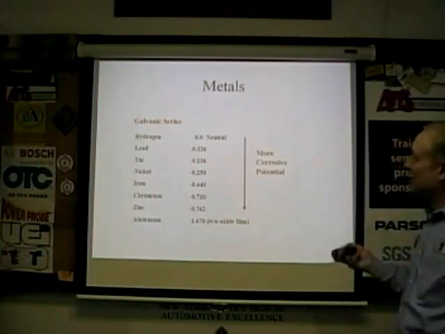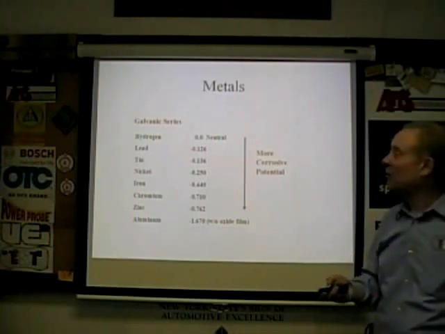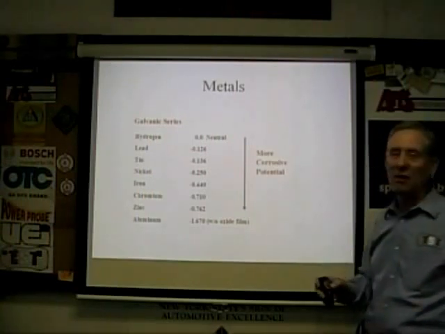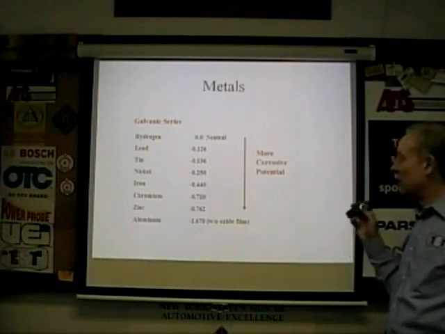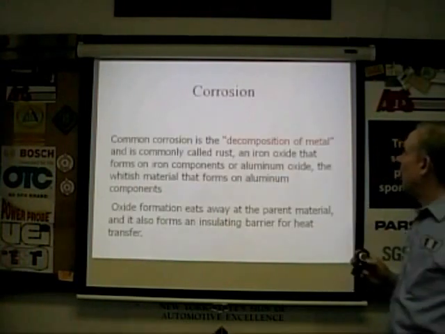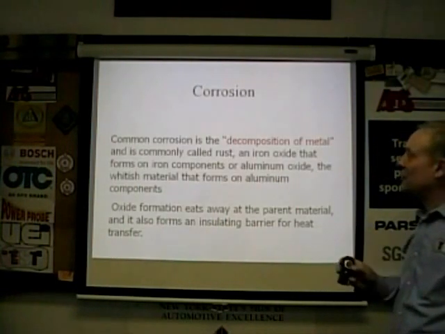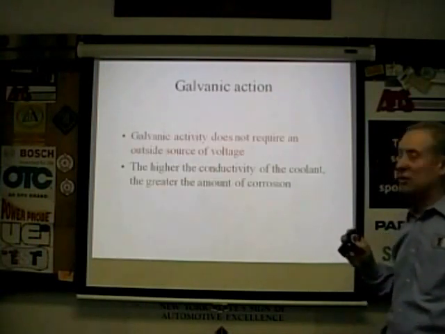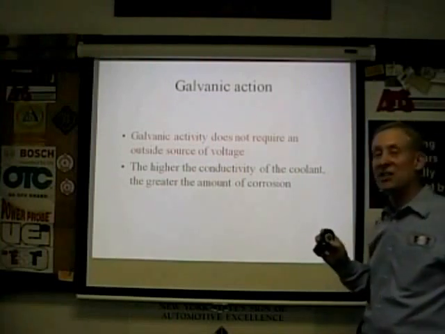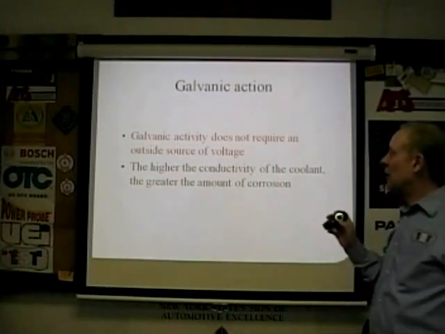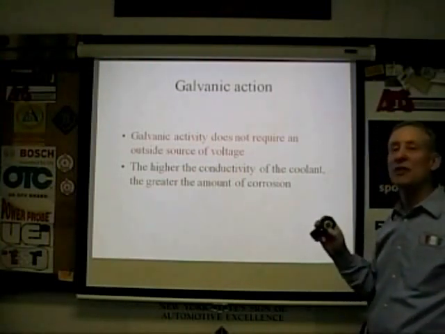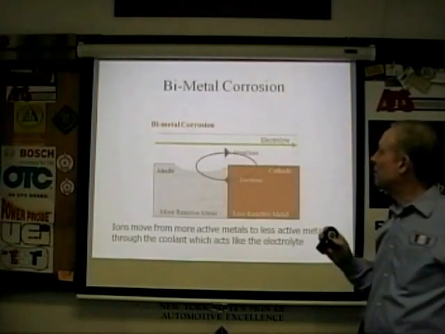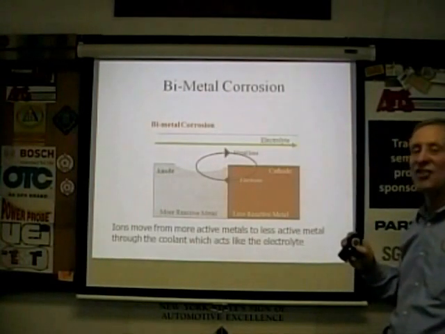This shows the chemical reactions between different metals. Again, we don't really need to know this other than to understand that it happens. Corrosion, decomposition of a metal. We kind of all know this stuff. Galvanic action doesn't need outside electricity, and it's chemical in nature. It's a chemistry issue, whereas electrolysis is an action issue.